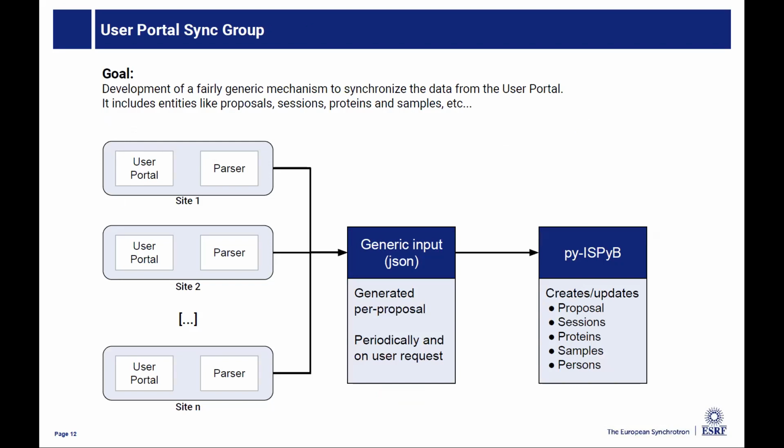On the user portal synchronization group, we have developed some generic way of synchronizing the user portal from the different facilities which run different user portal software. To do that, we have developed a generic input format that is created at each facility. They will generate the same input format and provide it to py-ISPyB so that it can create the relevant entities in the database, which are proposal, session, proteins, samples, and persons.